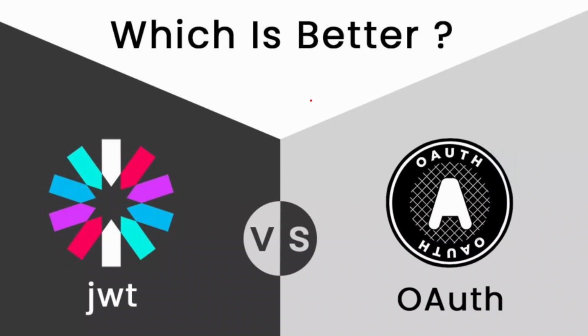So let me be very clear from the beginning. JWT is a token and OAuth is a system. They solve different problems. And I'll explain this in a very simple and practical way. No heavy theories, no boring definitions.